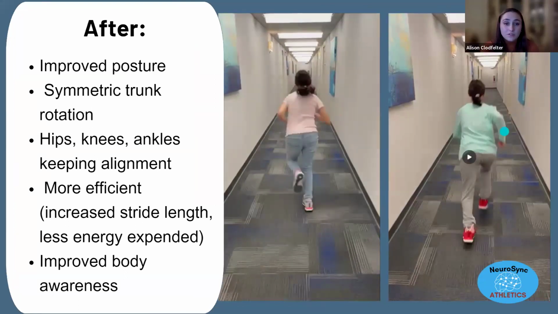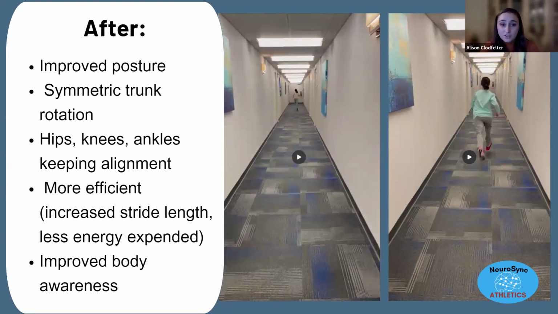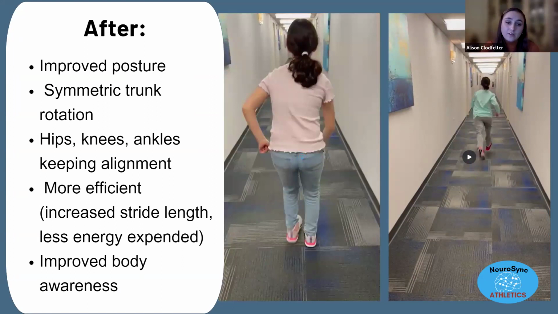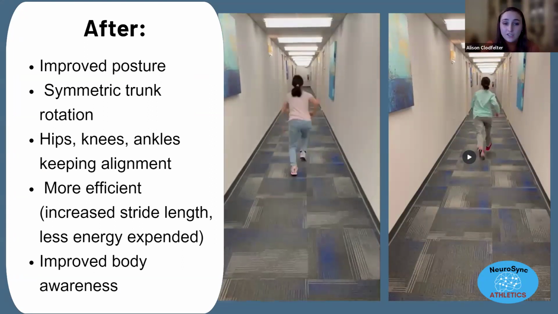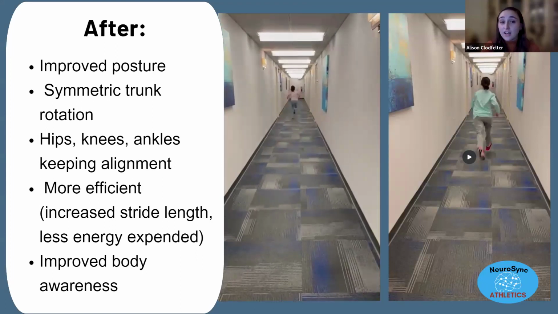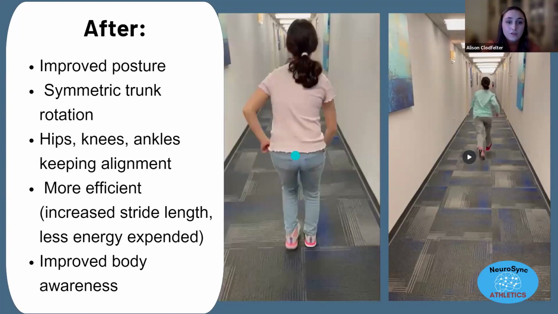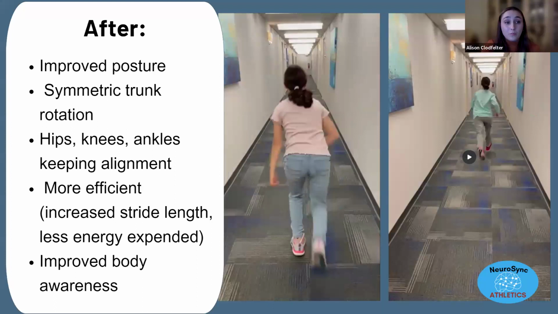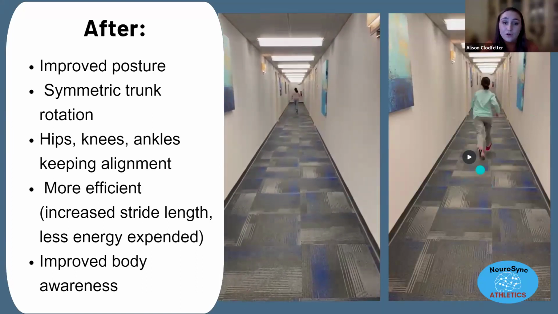So I'll do one at a time here too. So she has improved posture. You can see in both of these videos that she has much improved just trunk extension, which basically means she's not as forward in her trunk, like that poor posture we typically see in adults and kids sometimes too. She's standing much more upright. She has much more symmetric trunk rotation. You don't see that left arm flying out.